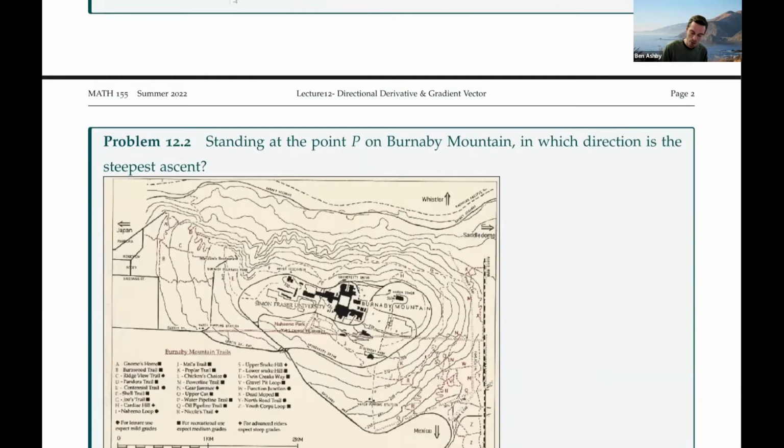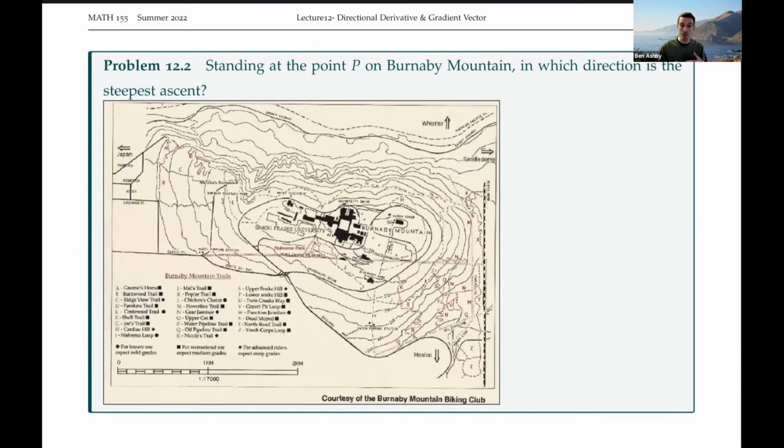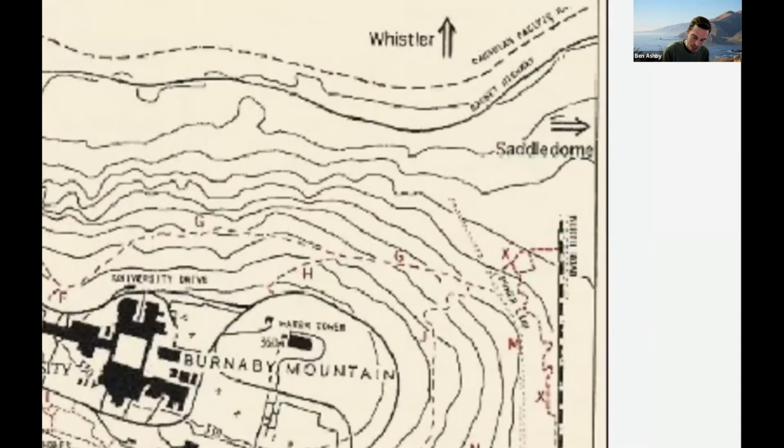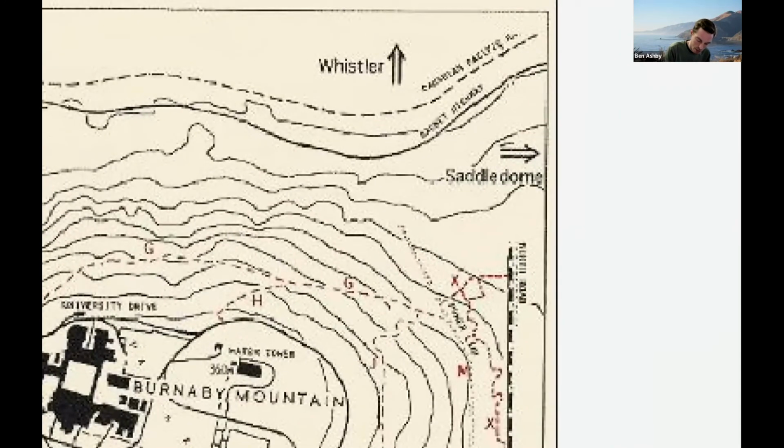This is related to another problem where if we are, say, standing on Burnaby Mountain and we want to find out what is the direction of steepest ascent, how do we do that? In more general terms, if we have a function which describes a surface, how do we work out the fastest or maximum rate of change of that function at a particular point? So in this case here, if we zoom in, if we were standing at this point here, which direction should we go in to have the direction of steepest ascent up this hill?